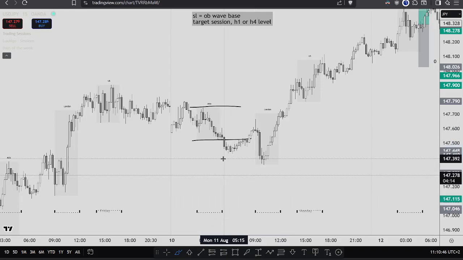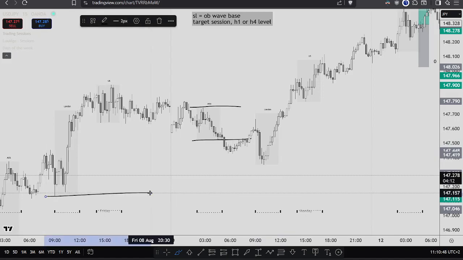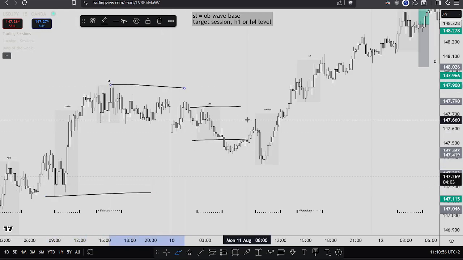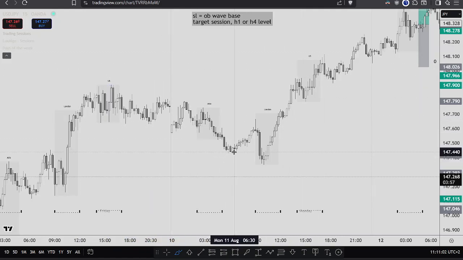Also, if there's an H1 or H4 level here, that should tell me to change direction, right? Same with this. When we go above, it should tell me to check for a direction change. It should be important. That's the point.